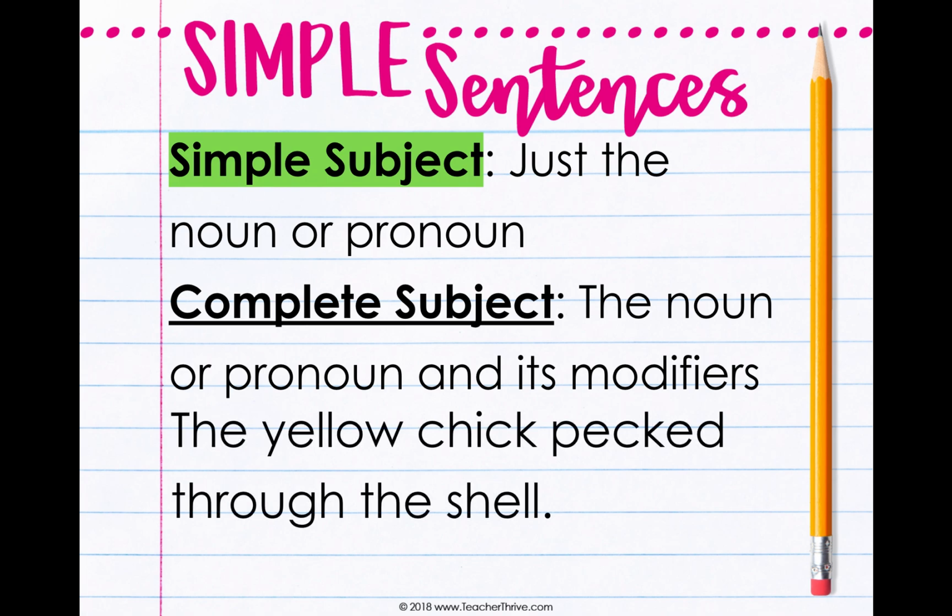The yellow chick pecked through the shell. The simple subject in this sentence is just the noun, the one word. So chick would be the simple subject, and we highlighted chick. The complete subject would be the yellow chick. The noun and its modifiers. Modifiers means all of the words in the subject, in that part of the sentence with the subject. Yellow is an adjective. It's describing the chick, and the is an article, the first part of the sentence.